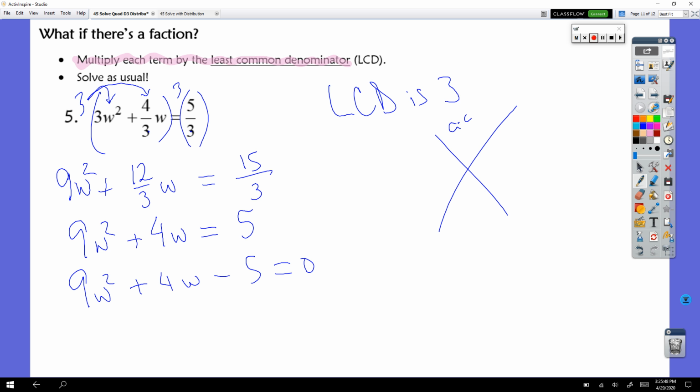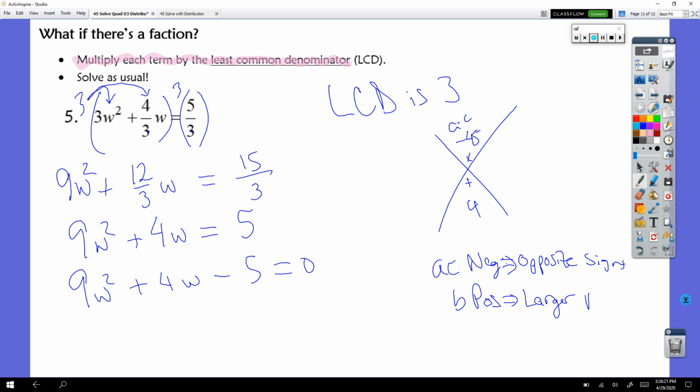Which is big A, B, C. So A times C, in this problem I'm thinking 9 times negative 5, and then B is 4. So I'm multiplying to negative 45 and adding to 4. So AC is negative, that means opposite signs. B is positive, and that means that the larger is positive in each of the multiply pairs.